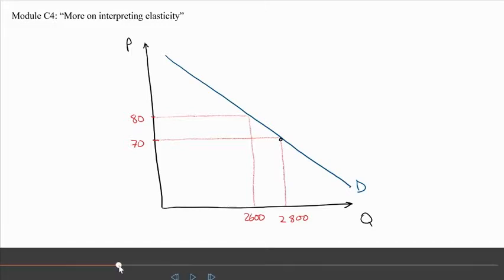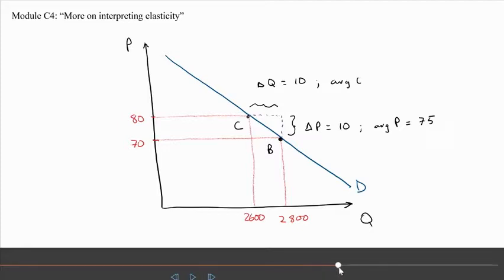The result of this is that we can see going from points B to C that there's a change in price of 10, a change in quantity of 10, but the elasticity is not 1 because the average price is 75 and the average quantity is 2,700. We have to use these averages in order to find the relative changes in the quantity and prices, which we use in finding elasticities.